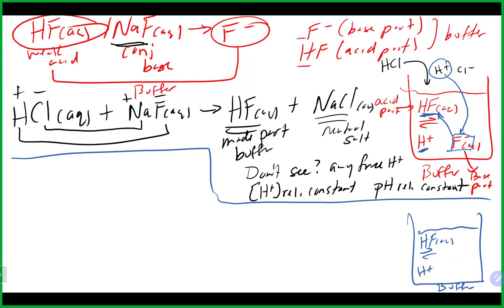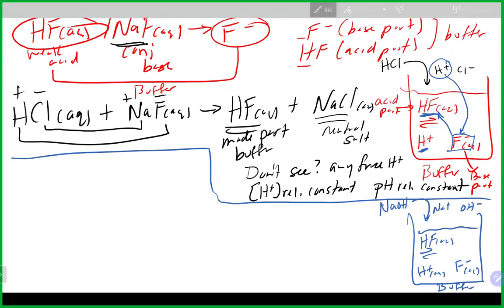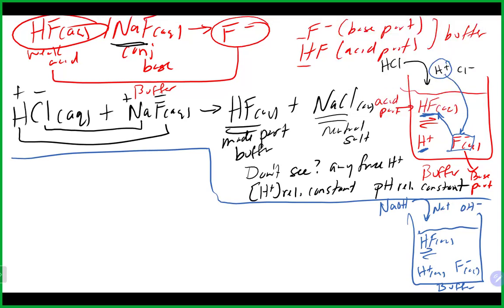We've got our H plus from there, and we've got our F minus, which is the base part of the buffer. And in this case, we're going to add some sodium hydroxide, which is a sodium ion and a hydroxide ion as the source of what's coming in. When we add our sodium hydroxide to our buffer, because sodium hydroxide is a base, it's going to react with the acid part of the buffer.